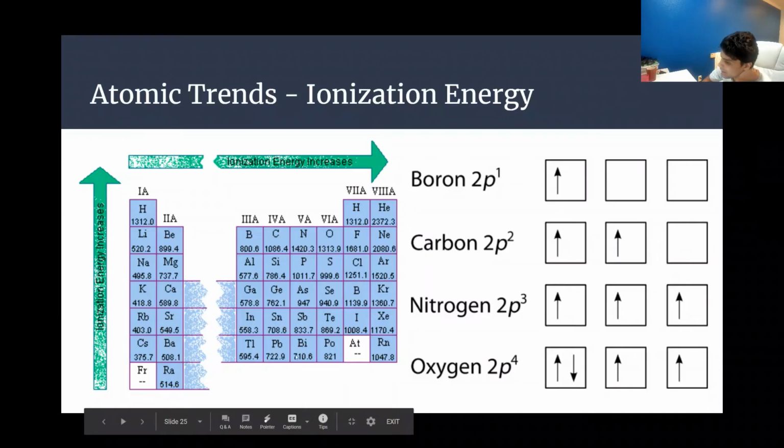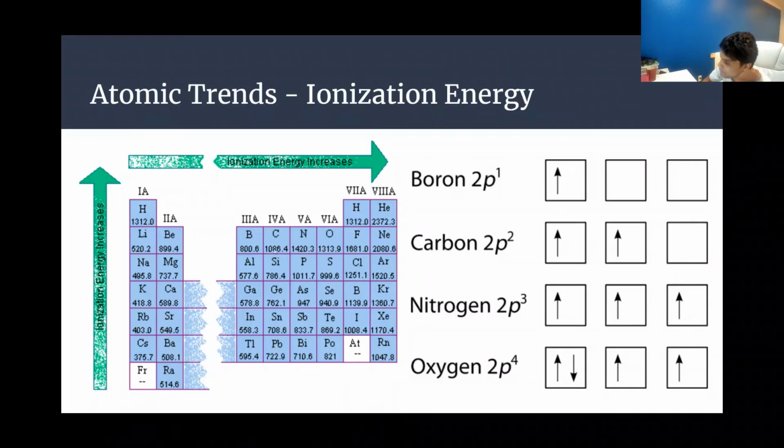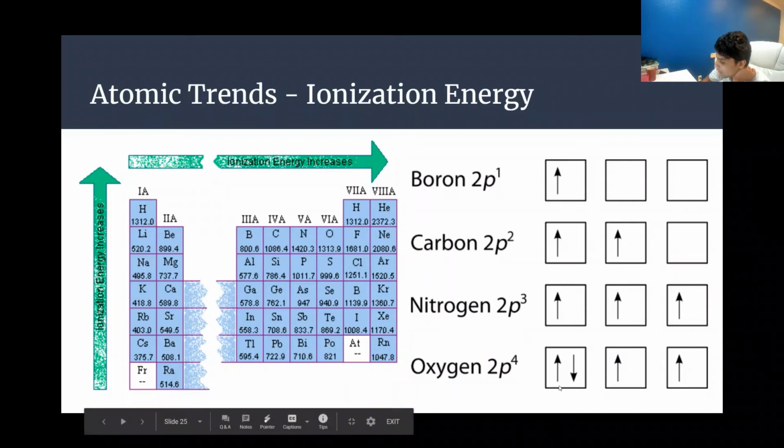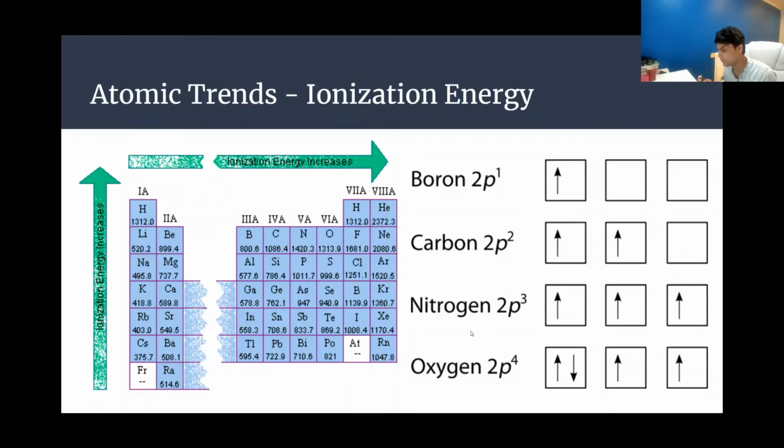Another exception is around nitrogen and oxygen, and phosphorus and sulfur, around this dividing line. Ionization energy increases up to nitrogen, but the ionization energy of oxygen decreases. The reason is that oxygen is the first element that gets paired in the 2p orbital. As it gets paired, it's a higher energy state because of electron repulsions, so it takes less energy to remove an electron. Same thing with sulfur. So those are certain exceptions.